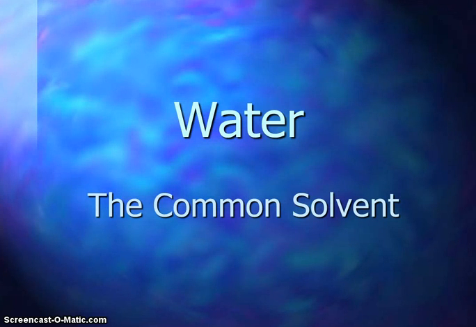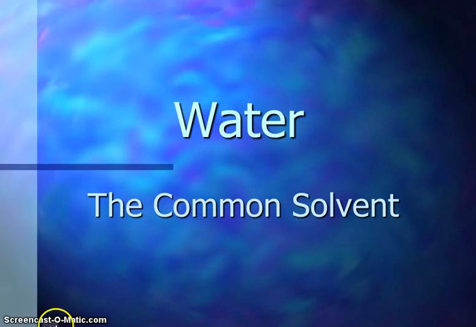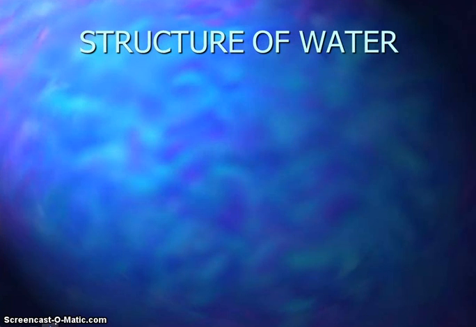Water, the common solvent. Let's take a look at the structure of water. The first thing we want to do is just write out our formula for water molecules. Our formula is going to be H2O. That means we have 2 hydrogen atoms for every 1 oxygen atom in a water molecule.